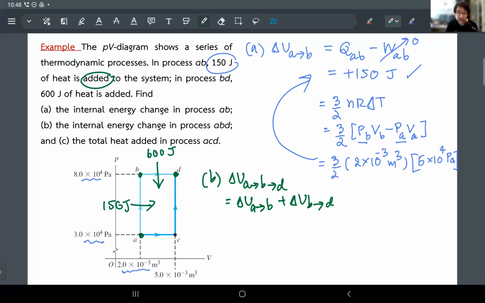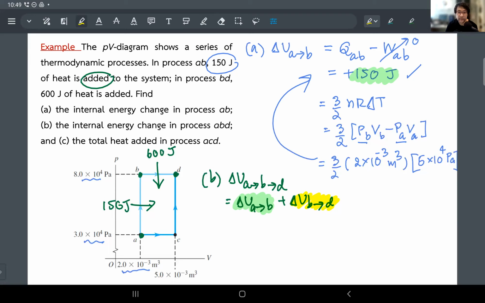So that gives you a clue already that, hey, I already got this part, because we got that one from the first half of this one. So the only thing left for you to calculate is the internal energy change from B to D. If you can figure that out, then you just add it to the 150 that you have already found. That will be your net change from A to B, then to D.